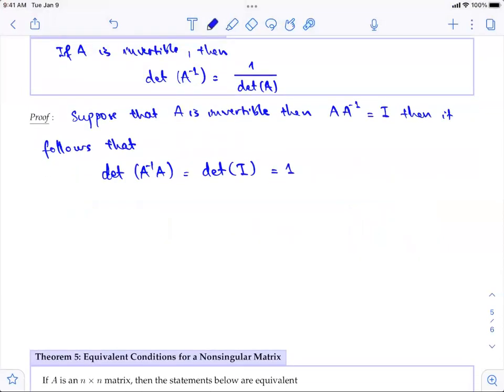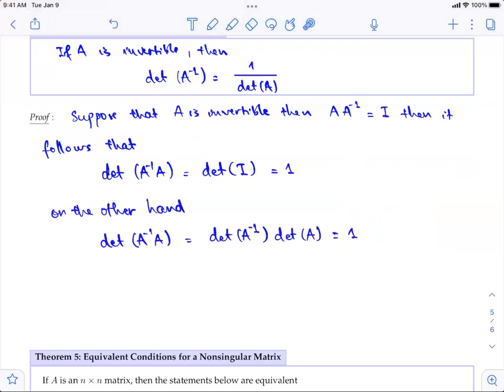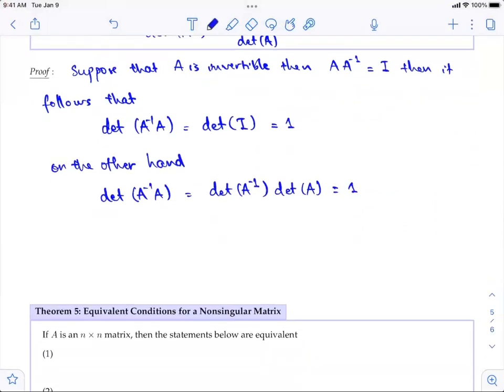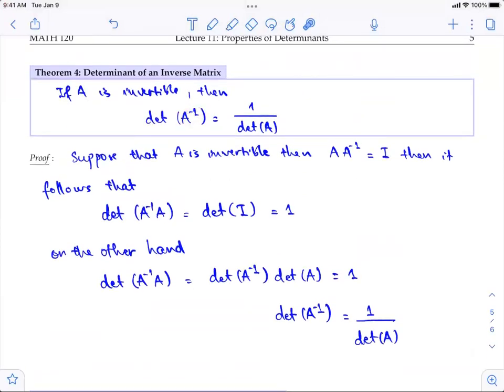On the other hand, the determinant of a product is equal to the product of determinants. That's what we learned earlier in this lecture. And of course, this is equal to one as well, right? Therefore, you can say that the determinant of A inverse is equal to 1 over the determinant of A. You get that by dividing both sides of the equation by the determinant of A. So basically, you just proved that the determinant of A inverse is equal to 1 over the determinant of A, given that A is an invertible matrix.